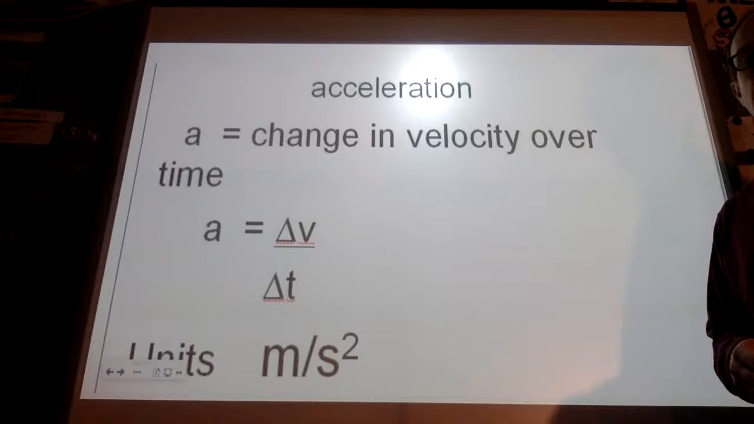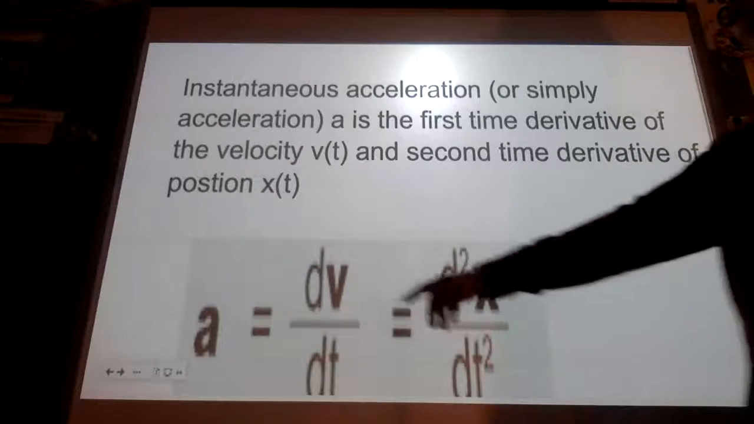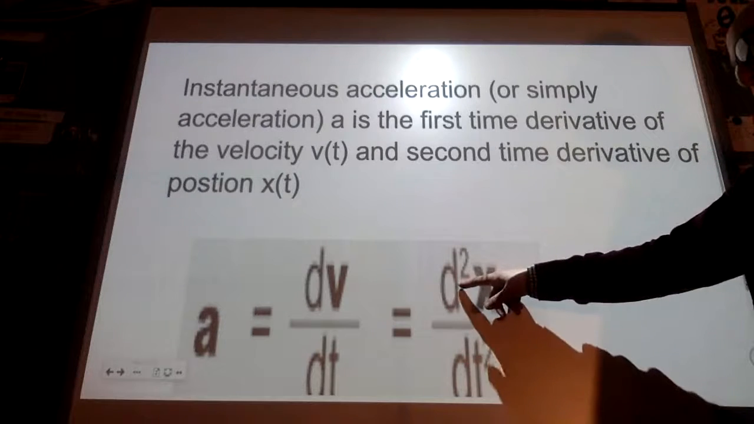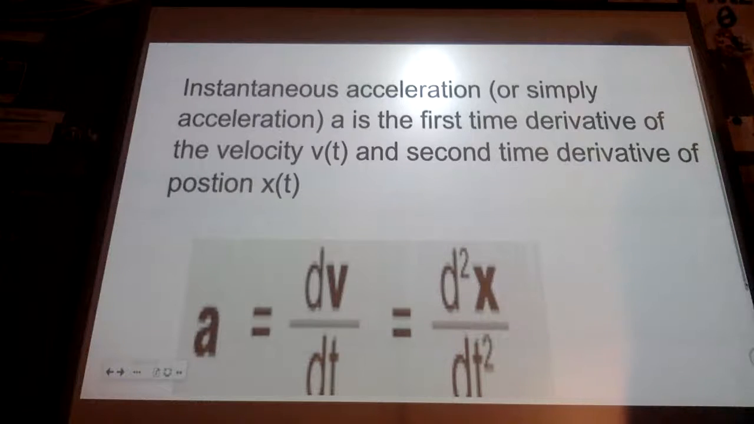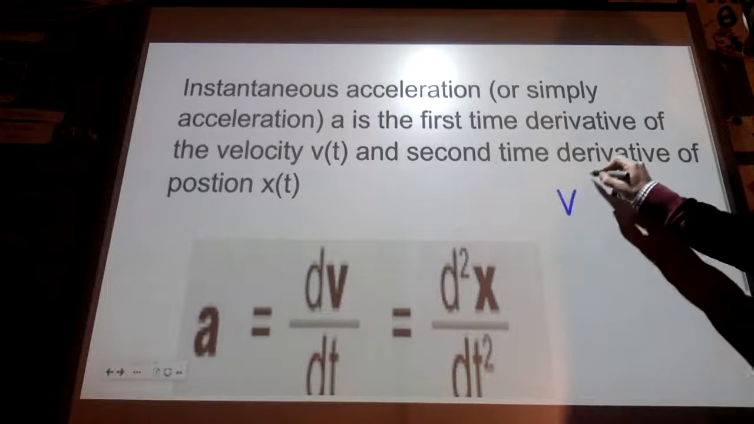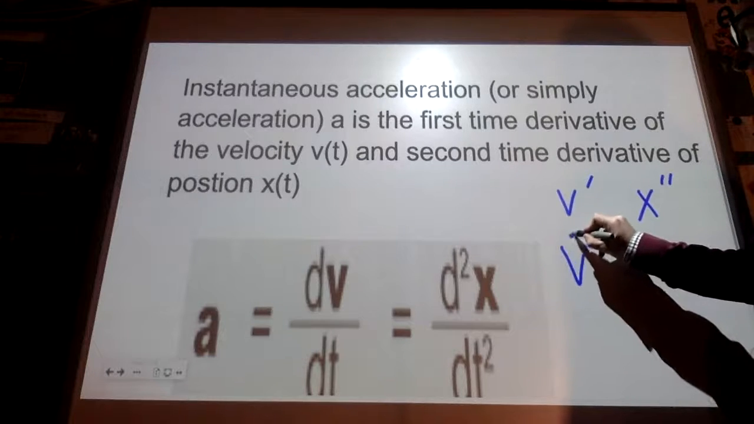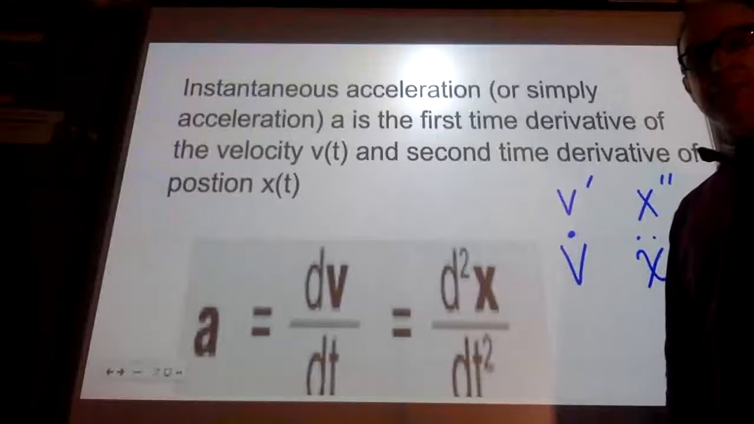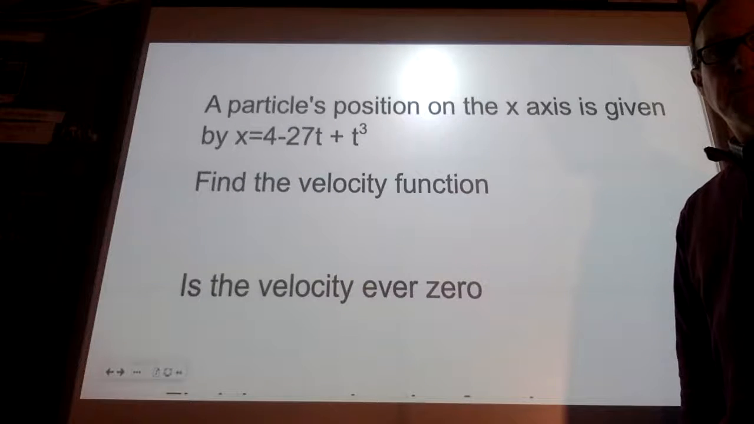The units for this are going to be meters per second squared. And this is going to be the first derivative of velocity with respect to time, or the second derivative of position with respect to time. So these are equivalents. As well, you can see them written as v prime, x double prime, and sometimes you'll see a dot on top. These mean exactly the same things in calculus, depending on what notation you use.